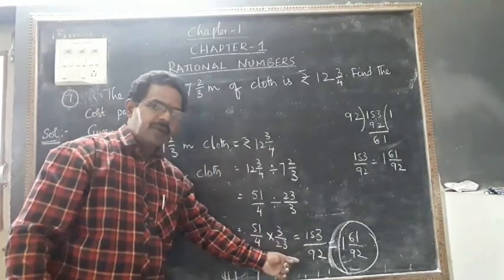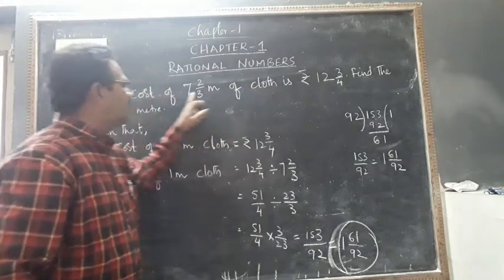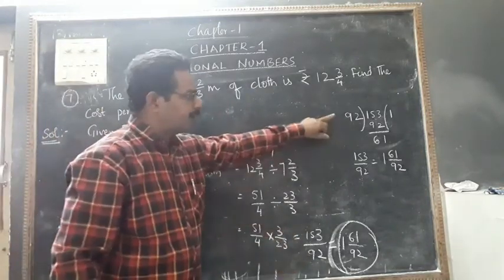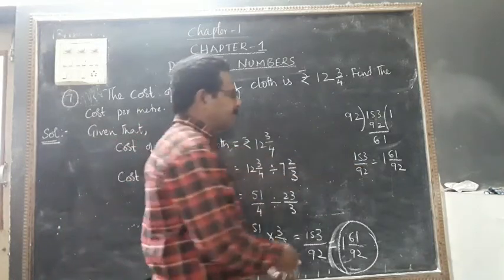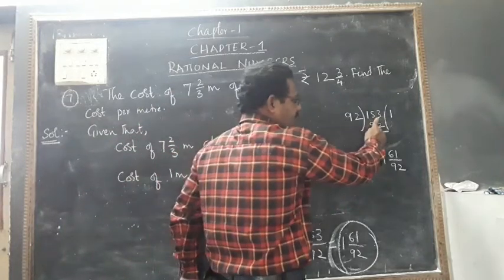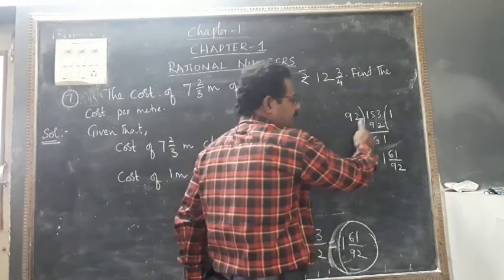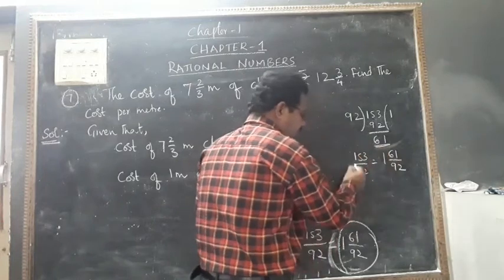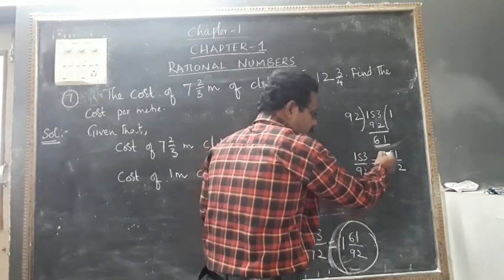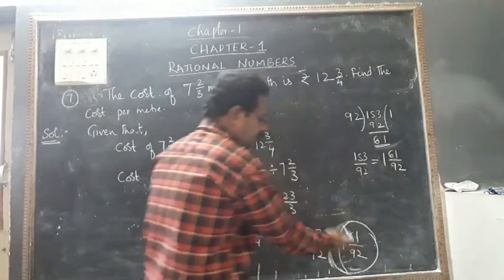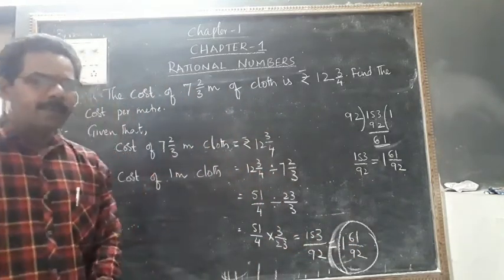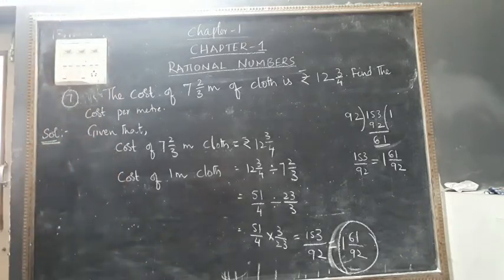But this is a bigger fraction. Here they have given all mixed fractions. We have to convert this 153 by 92 into a mixed fraction. So 153 should be divided by 92. 92 1s are 92. The remainder is 61. So 153 by 92 is equal to 1 and 61 by 92 rupees, the cost of 1 meter of cloth. So this is the sum. Please pause the video and note down the sum.